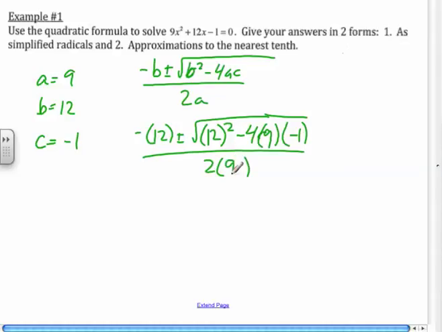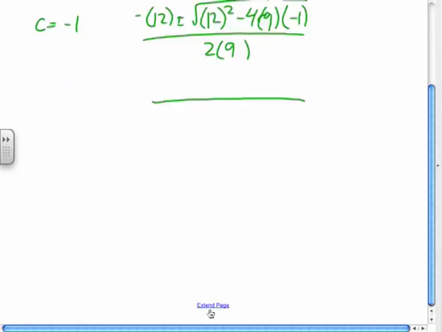Good. So let's simplify this thing. What do I get first over here, Ryan H? Negative 12. Good. Plus or minus the square root. What do I get here, Ben K? 144. Well done. Is it going to be minus or is it going to be plus over here? It's going to be plus. Andrew, what number do I get inside here? 144 plus 36. Well done. What's on the bottom, Paul? 18. Excellent. Let's simplify some more.